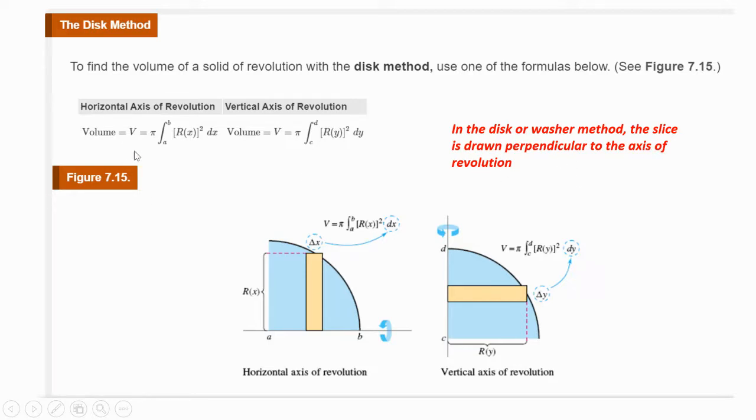So here are your two formulas. If it is dx, a horizontal axis of revolution, it's going to be pi times the integral from a to b of R of x whole squared dx. And the volume here is going to be pi times the integral of R of y squared, because this had to be dy.